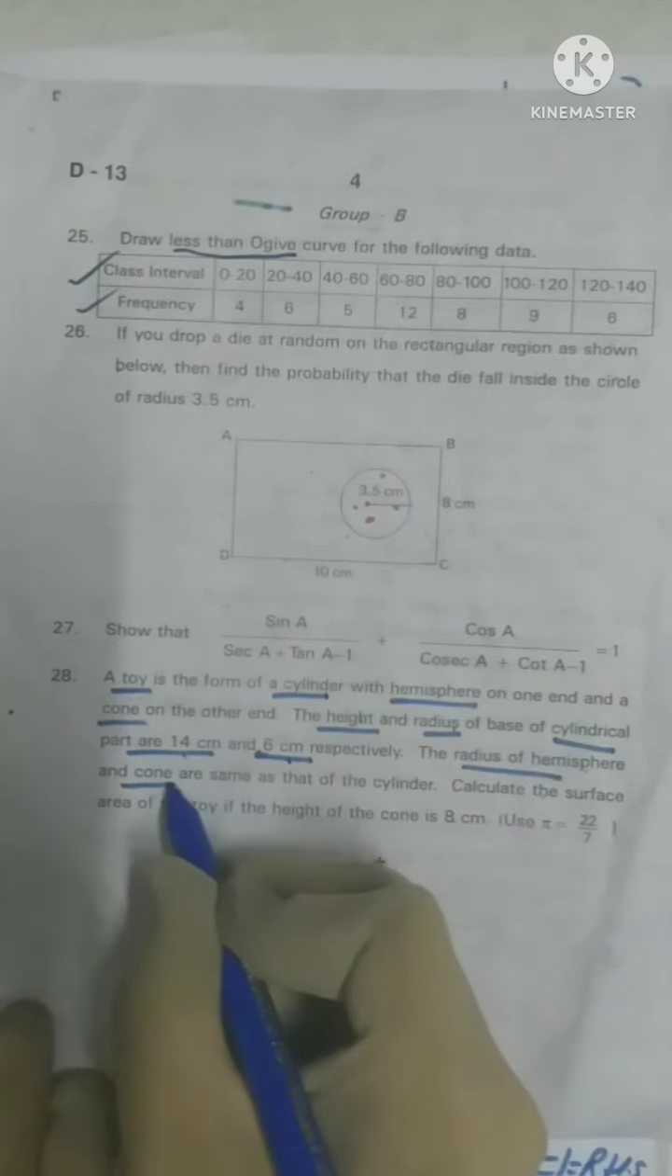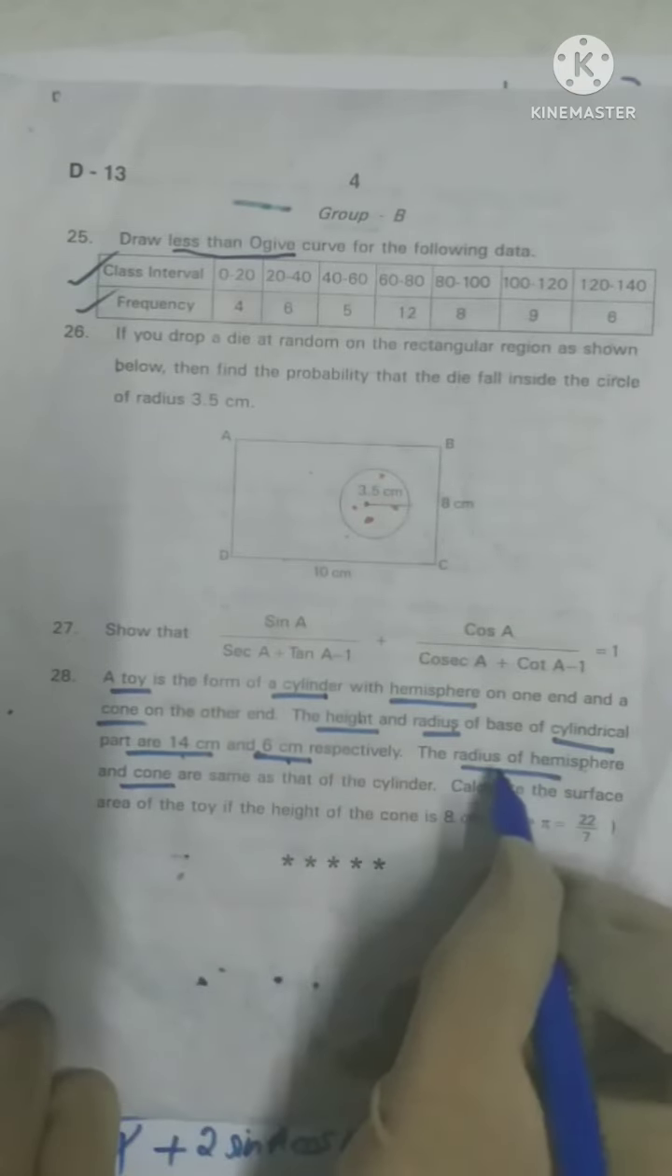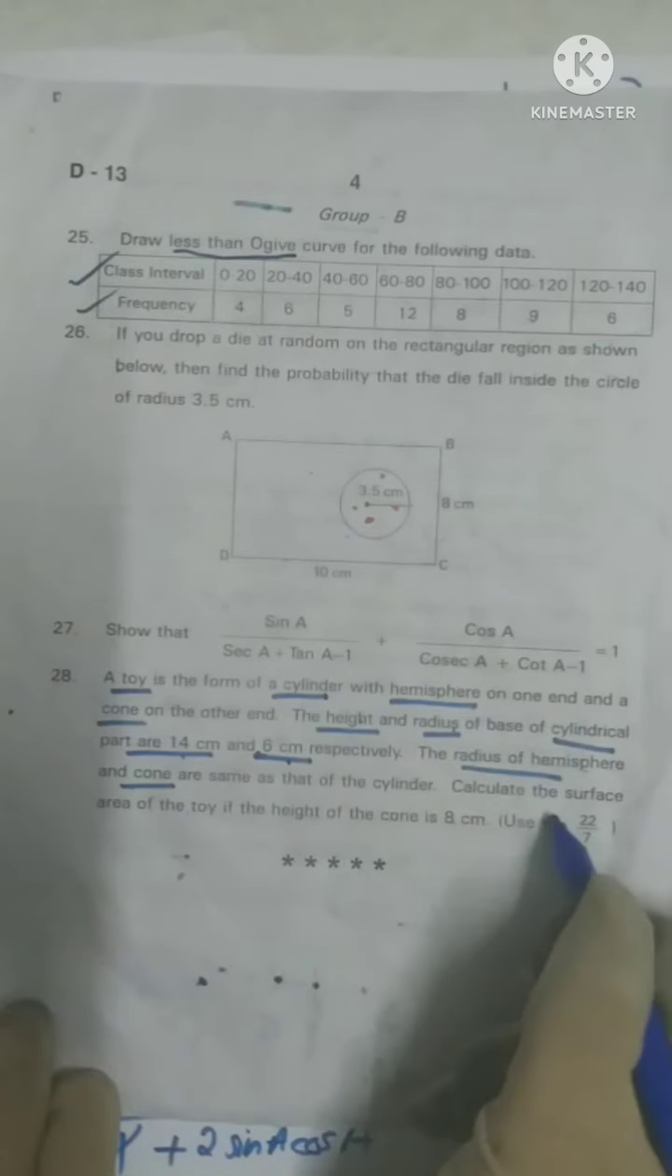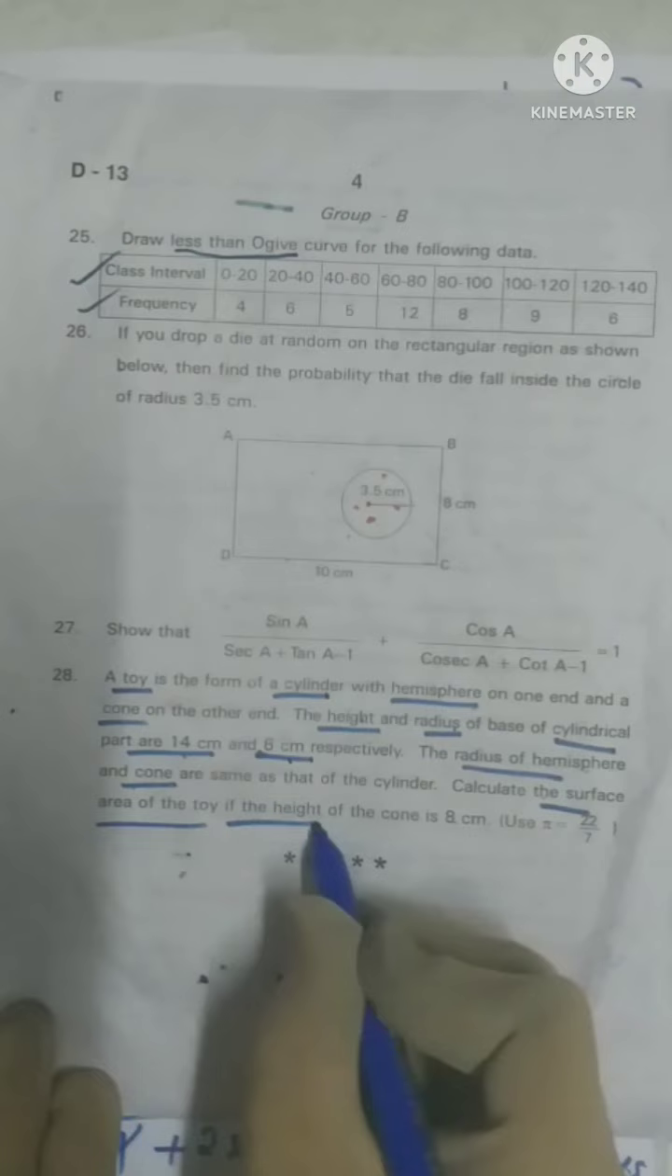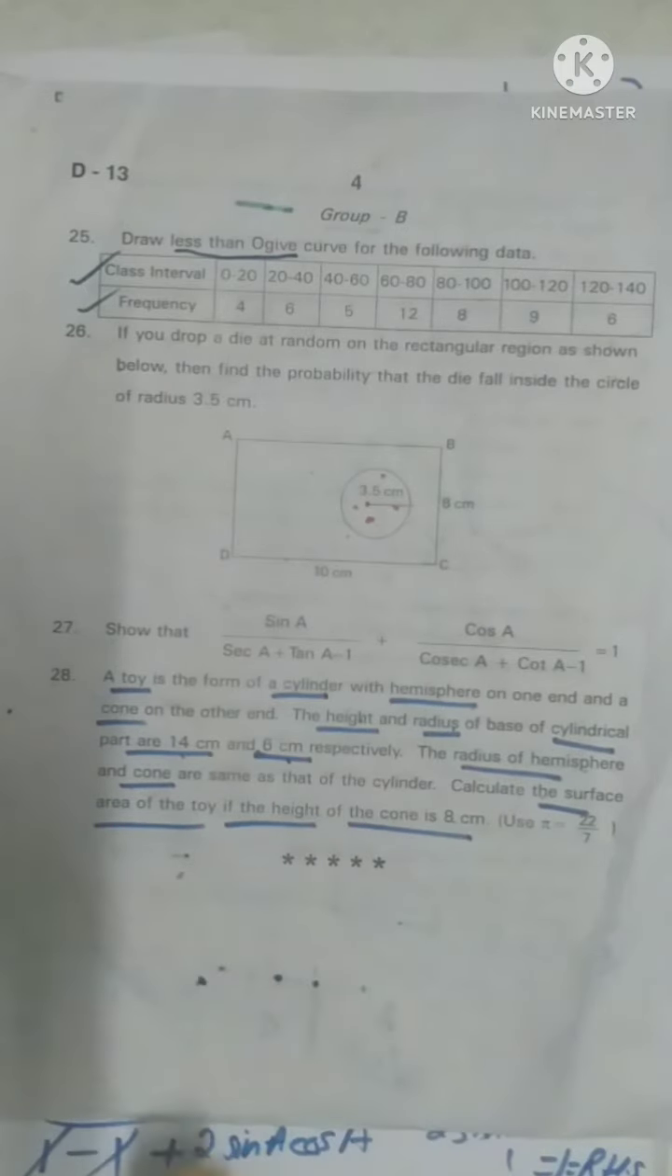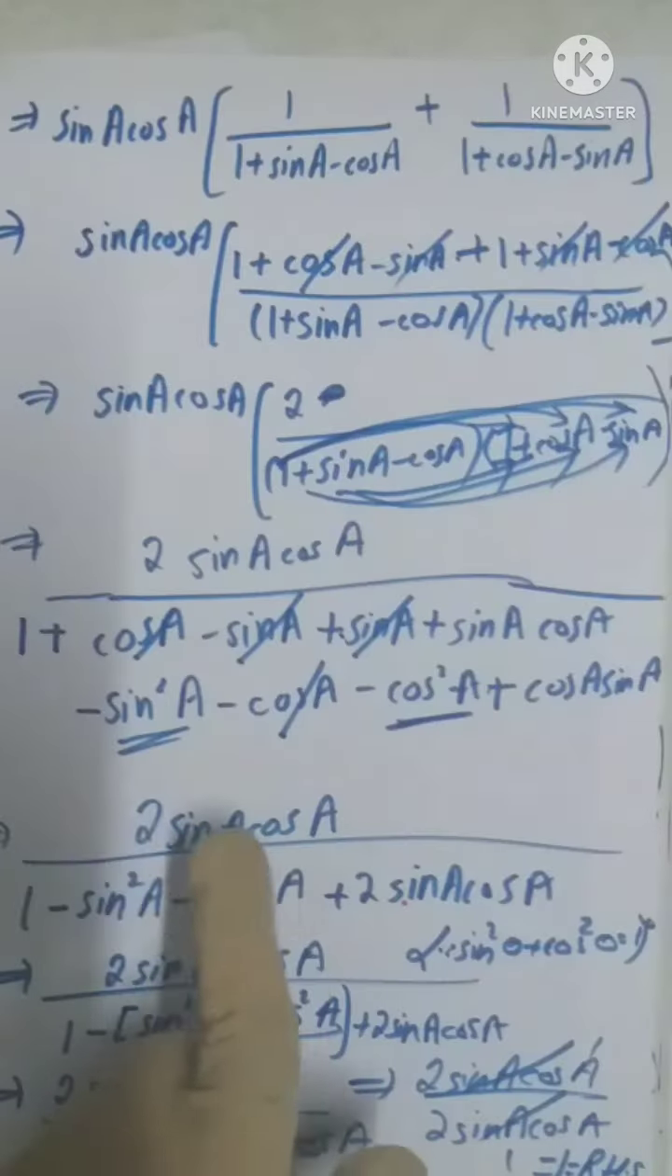Cylinder. And the radius of the hemisphere and cone is also the same as the radius of the cylinder. So the radius of the cylinder, hemisphere and cone, all 3 are the same. We have to calculate the surface area of the toy if the height of the cone is 8 centimeter. All this data is given to us. So first let us write the data.